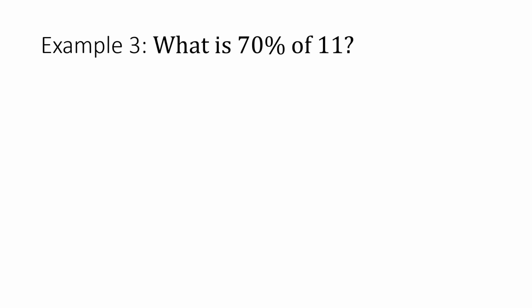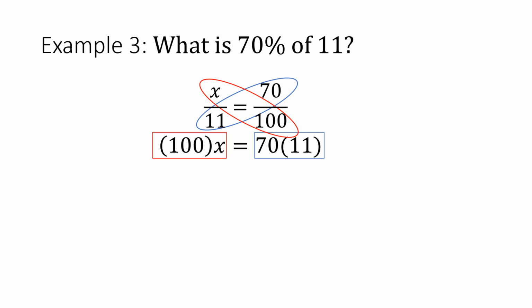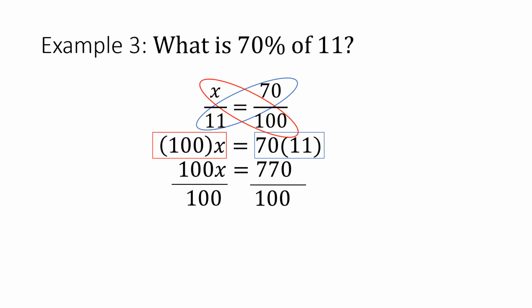Example 3, what is 70% of 11? So of 11, that's the total amount. So we want to know what number out of 11 will give me 70%. So x over 11 equals 70 over 100 because that's 70%. Then we're going to cross multiply 100 times x, and then we're going to do 70 times 11, and then we're going to simplify 100x equals 770, and then we're going to divide both sides by 100, and then x is going to equal 7.7.